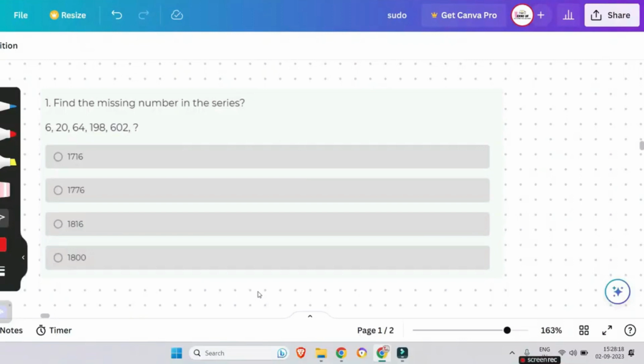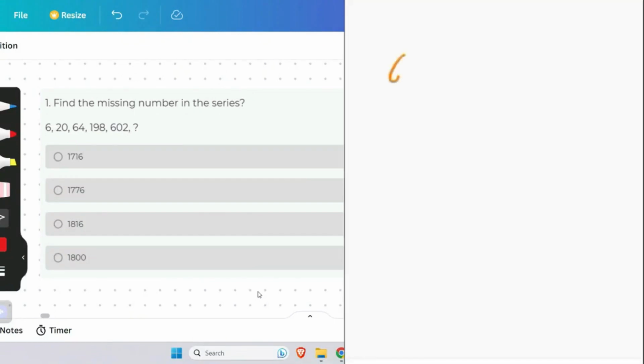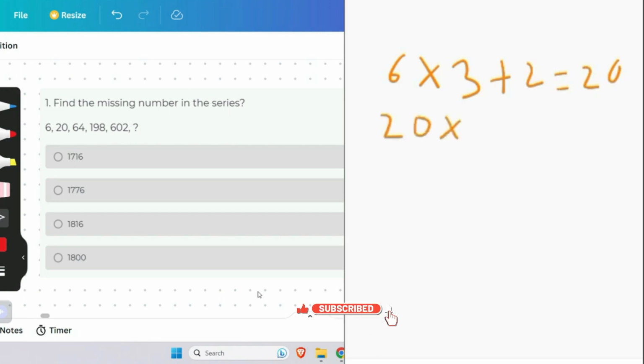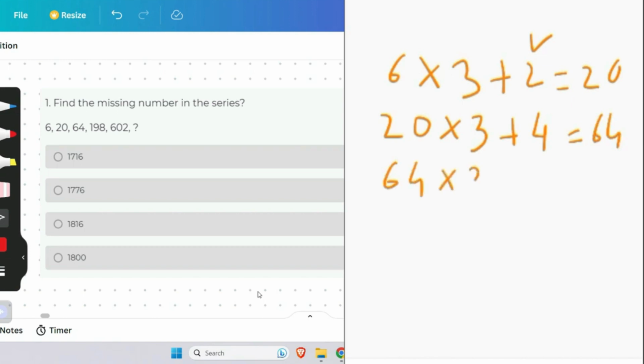So look at the logic behind the question. Here 6 is multiplied with 3, then it is added with 2. So the number becomes 20, right? Then the previous expression result 20 is multiplied with 3 again, then added with 4. That means it is incremented by 2, right? Then the number becomes 64, the next number in the series, right?